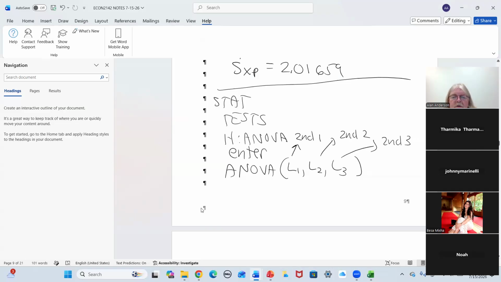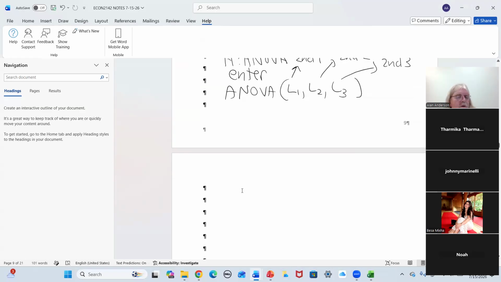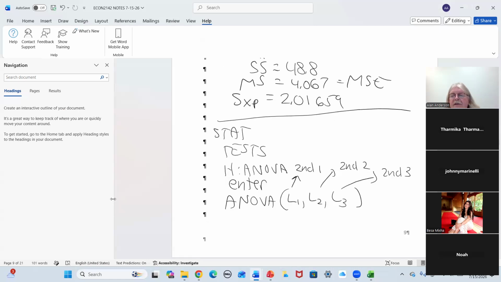Now, it's going to give you a whole slew of details. The ones we really want are really these two, but I think we should at least compare the rest with what they're giving us. So the first one, just a little reminder, this is K minus one. In this case, K is three because we have three columns of data.